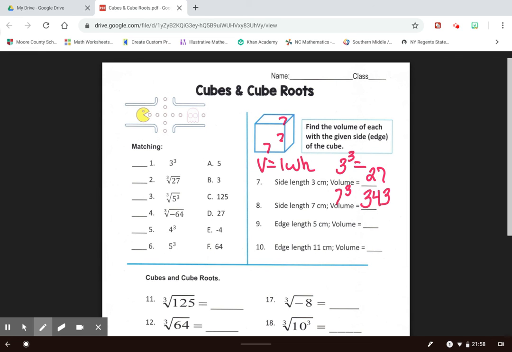All right, so that's all that you're going to do for those. And then for the ones down below where it says cubes and cube roots, again, you're simply going to just type all of those into your calculator and see what answer you get. Okay, so it's a pretty straightforward assignment.